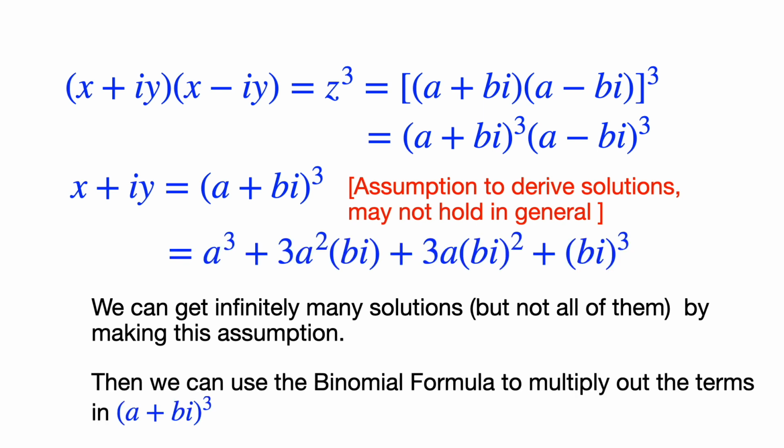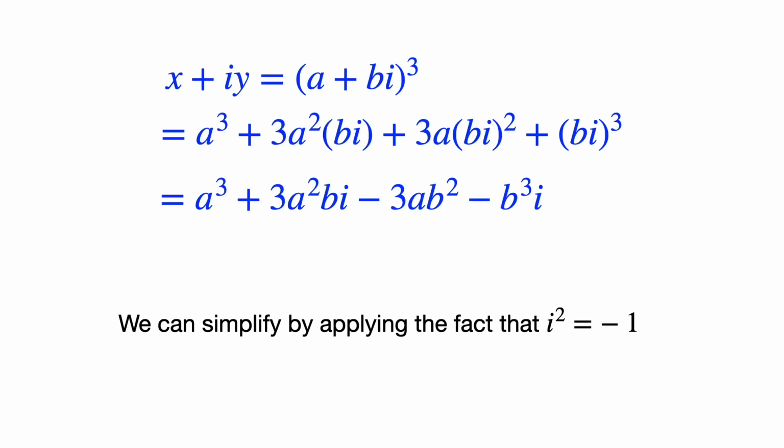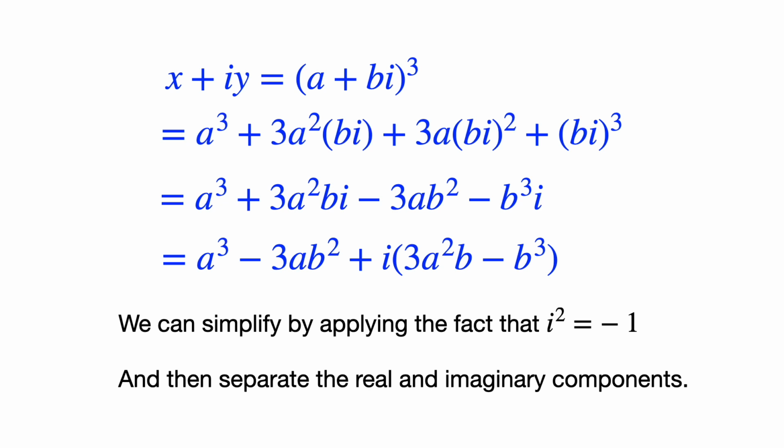Next, we can use the binomial formula to multiply out the terms in a plus bi cubed, and this is what we get. Now we can simplify by applying the fact that i squared is equal to -1. And then let's separate the real and imaginary parts.